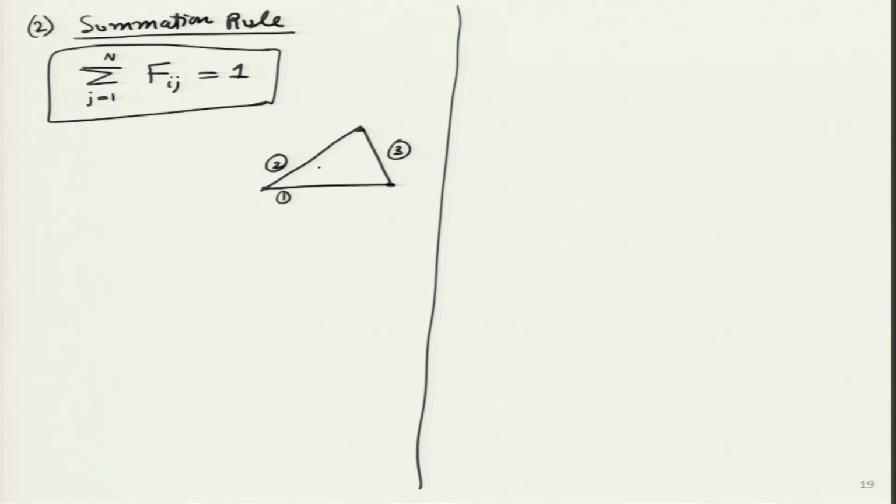Then how do I apply this summation rule over here? I will have to choose a surface. So, the first thing I do is choose surface 1. Then if I apply the rule for surface 1, i equals 1, it says the sum over j of F1j, that is F11 plus F12 plus F13, is equal to 1. This is my first equation.